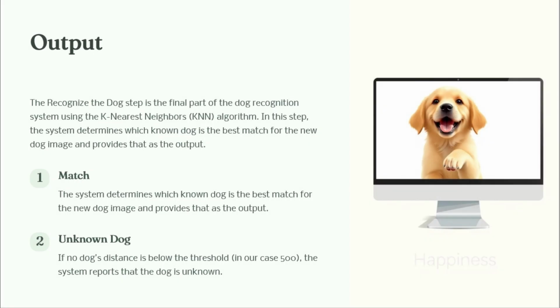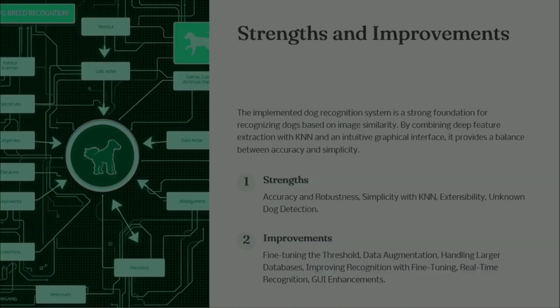After comparing the new dog's image, the system will provide an output in one of two ways. If it finds a match, it will return the label of the dog, like recognized dog, dog number 3. If the system determines that no known dog is close enough to the new image based on a set distance threshold, it will report the dog as unknown. This prevents the system from incorrectly identifying a dog that isn't in the database.